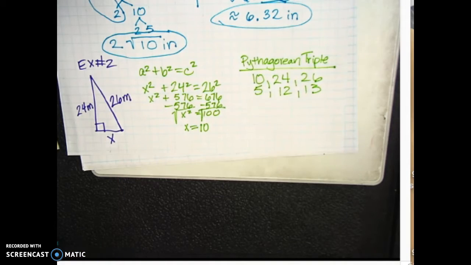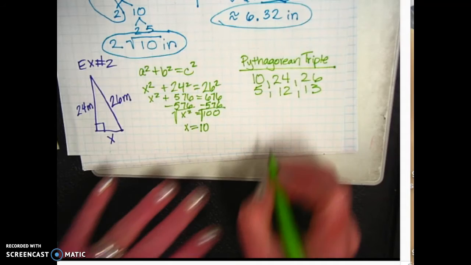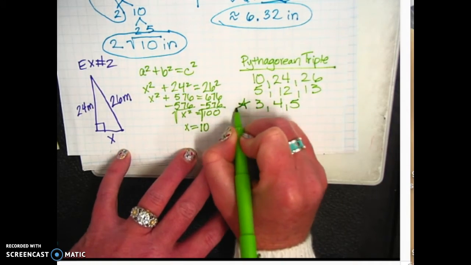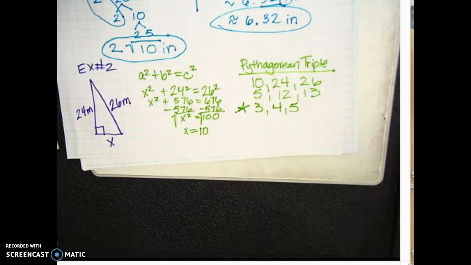Does anybody know the most famous Pythagorean triple? Has anybody ever worked construction, built a house or a room, or helped pour concrete or something? 1, 2. Good guess. It's actually 3, 4, 5. So if you have a measuring tape, right, and you measure one direction 3 feet, you measure another direction 4 feet, and then you go diagonally 5 feet, you make a perfect right triangle, okay?